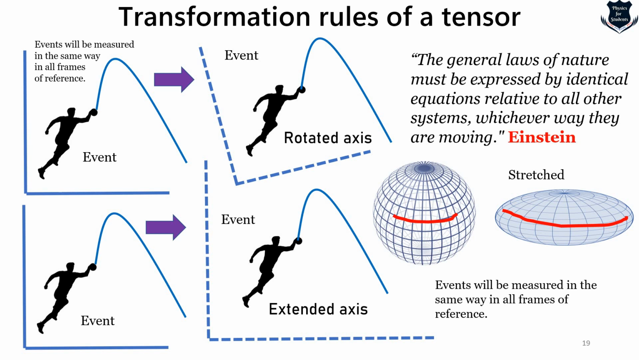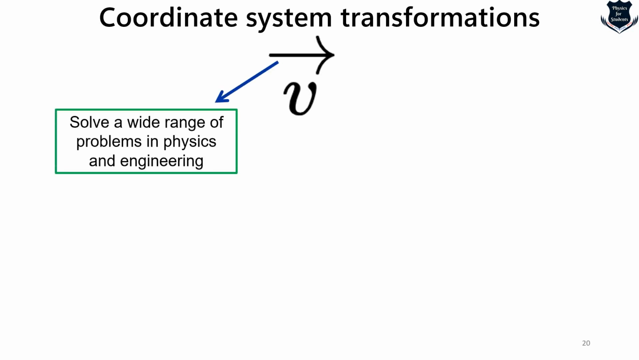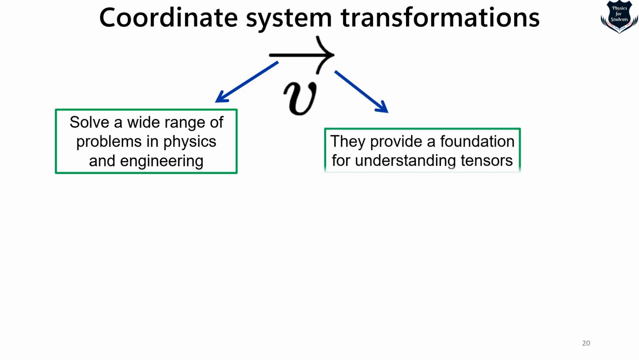So if we see a transformation rule of a tensor in terms of the change of the coordinate system, then what we see also, if I take V for example, and that is basically what is called a vector, then it denotes what? The vector actually solves a wide range of problems in physics and engineering, we know that, and they provide a strong foundation to understand tensors.